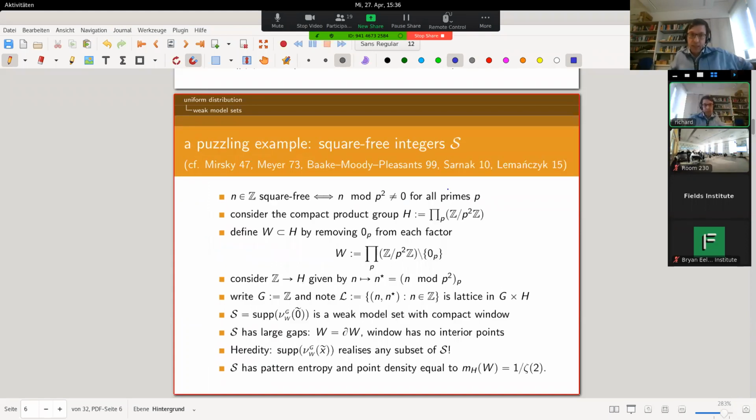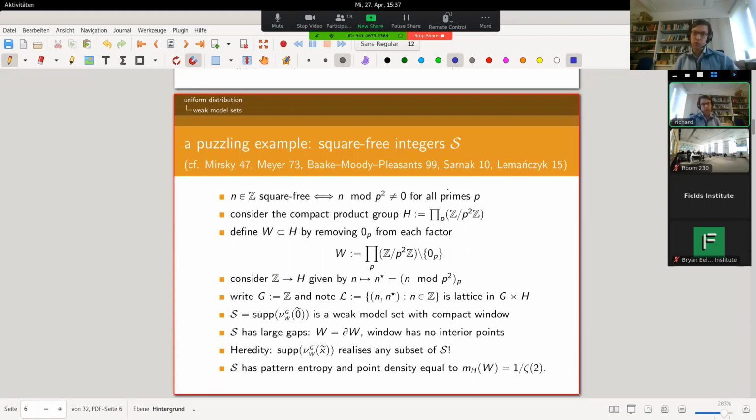And a puzzling example at the time was square-free integers. Call this S, the square-free integers. I will briefly explain this. They appeared in a number of theoretical considerations already in 1974 by Mirsky. Yves Meyer was also realizing that these are actually model sets. This was 73. Barker, Moody, Pleasance thought very much about these square-free integers and generalized variants in 1999.